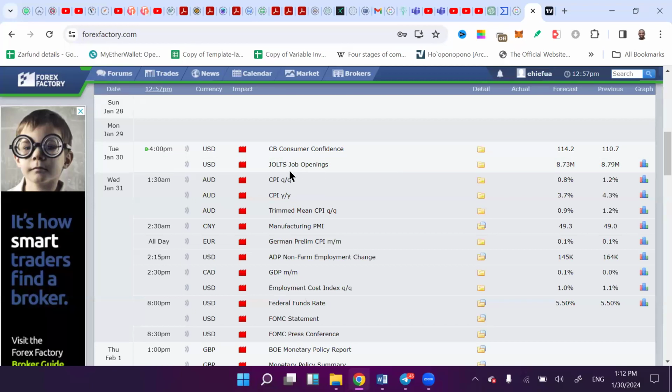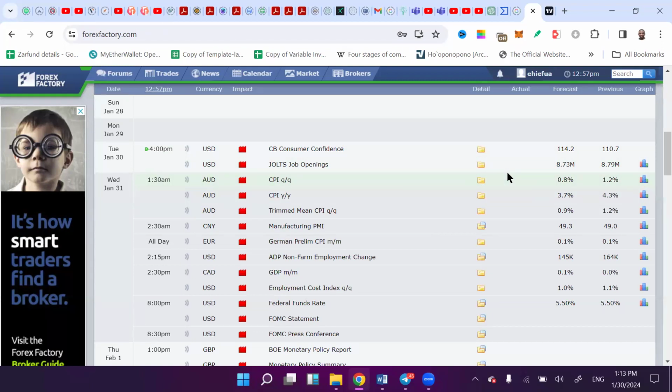So JOLTS means it's the number of job openings in the US that need people filling. So this is going to have an impact. This number was 8.79 million last month, and it's projected to be 8.73 million this month, right? So whatever this number is, when the actual comes out, it will have an effect on the market because it has to do with employment. It has to do with a whole lot of things that play into the proper functioning of the US economy, right?